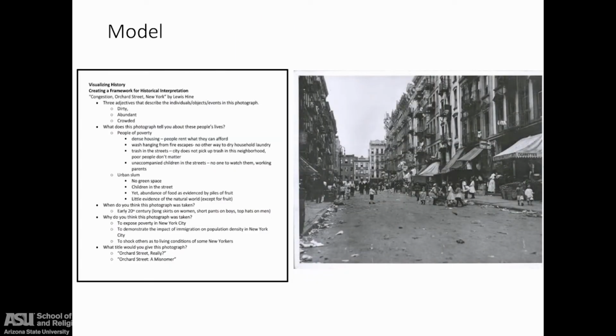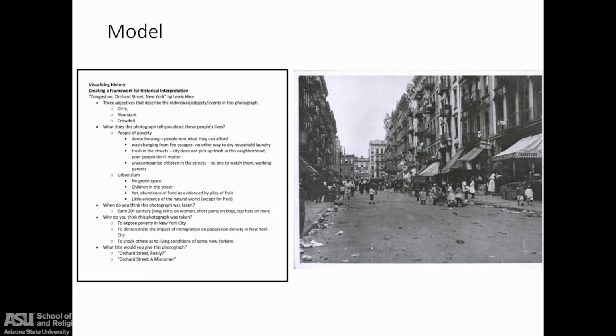If we take a look at historic interpretation, notice that we have to come up with 3 adjectives that describe the photograph. We have to answer the question, what does this photograph tell you about these people's lives? When do you think the photograph was taken? Why do you think the photograph was taken, and what title would you give this photograph? I've provided some suggested answers. They're just suggestions, but they might help you teach the visualizing history strategy of creating a framework for historical interpretation with your students.